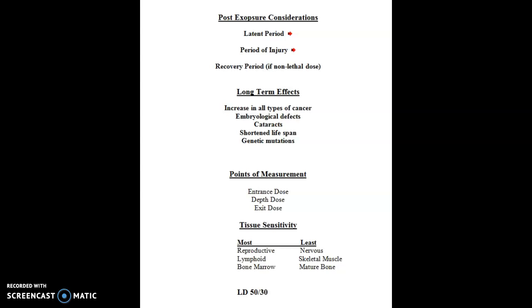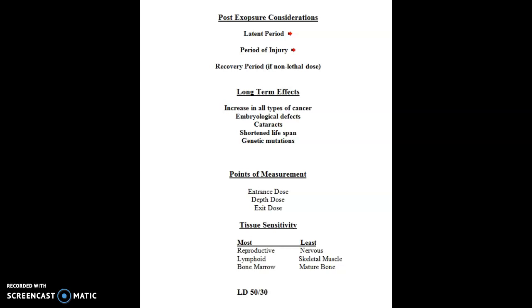The next list is probably the most important thing on this page in particular, which is your tissue sensitivity. With tissue sensitivity, I just went through and made a list of the top 3 most sensitive and the bottom 3 least sensitive. So the number 1 most sensitive body tissue to radiation is your reproductive cells. Okay? The reproductive cells, meaning egg and sperm, or your ovaries and your testes, are very sensitive to radiation.